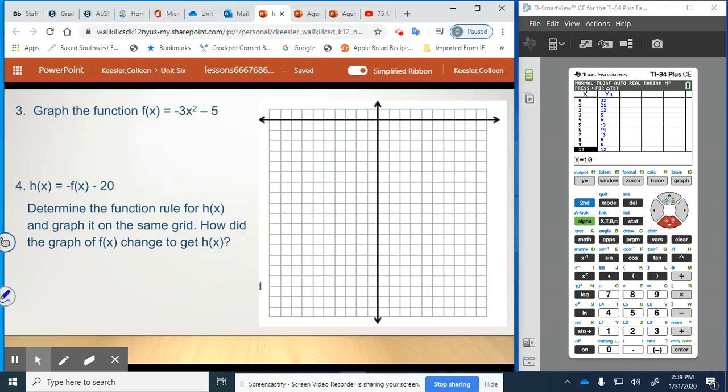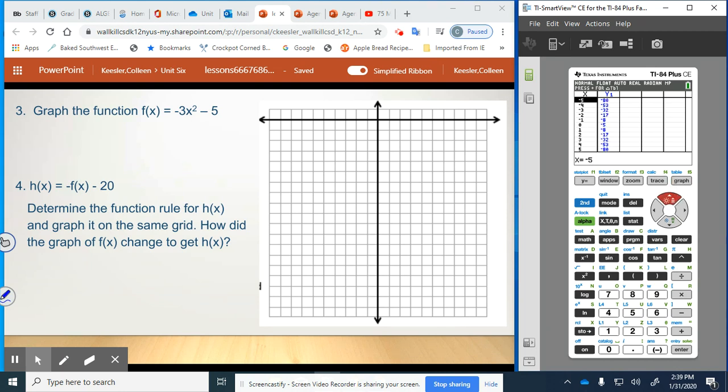In this case, we're starting with negative 3x squared minus 5. So we go back to our y equals, we clear what's there. Negative 3x squared minus 5. Always remember that for a minus sign, you're using a minus, not a negative. Pull up the table and look for the vertex.